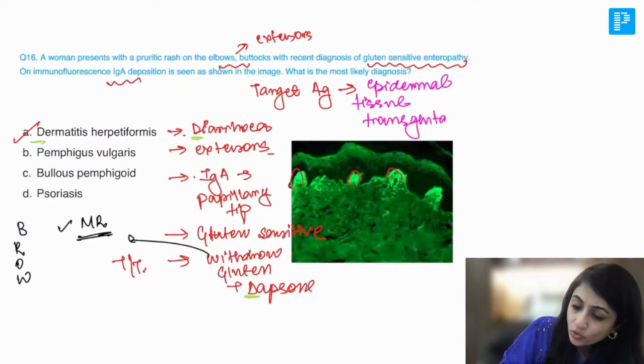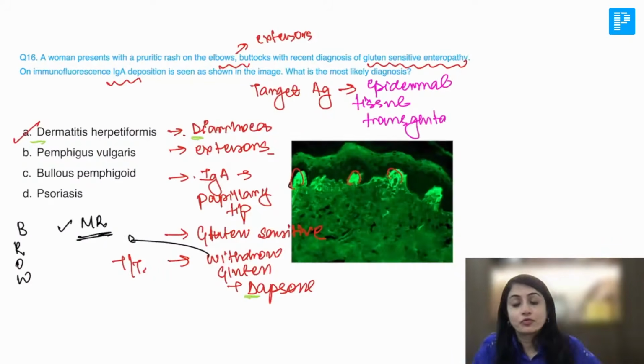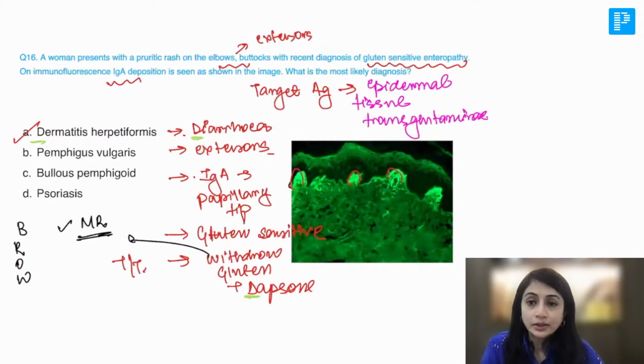Yes, right. So don't get confused. Now, DH is different from other subepidermal disorders. It is not BP antigen or anything. It is epidermal tissue transglutaminase, which is the target antigen here. Right? So this is all about DH, and you should be knowing DH pretty well.